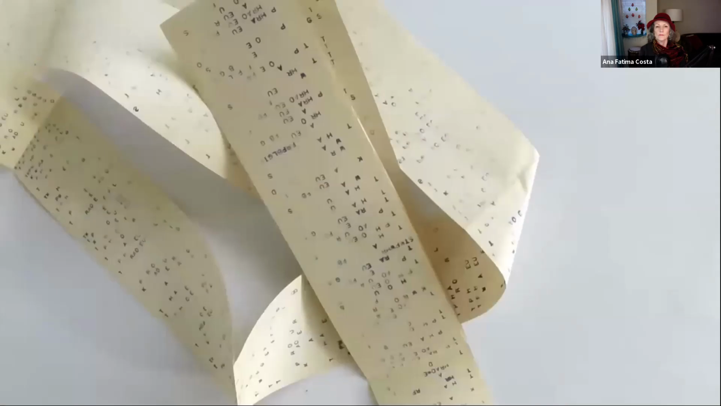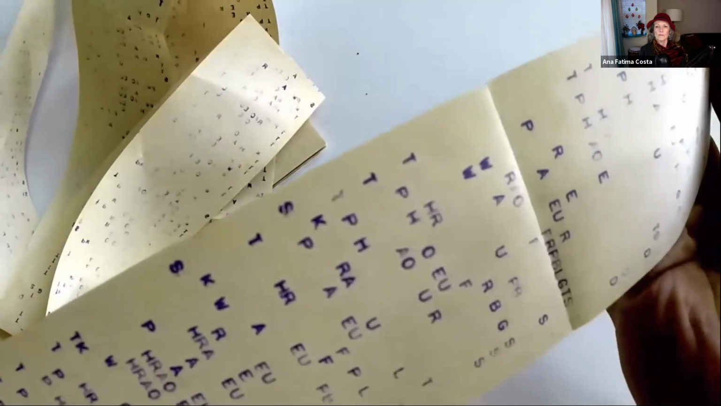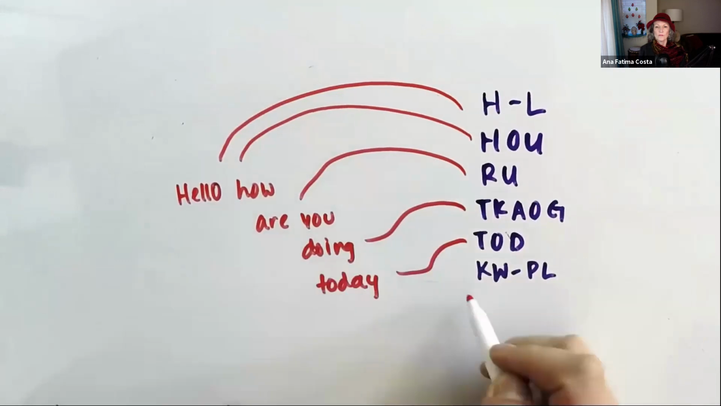Before computerized steno machines, these chords would come out on a long strip of paper with each row corresponding to a stroke or a chord. The stenographer would then have to go back and transcribe these notes back to regular text. So if I were going to write the phrase, hello, how are you doing today?